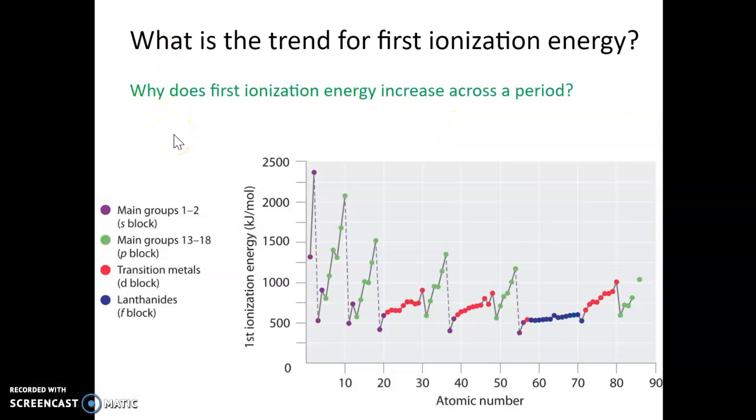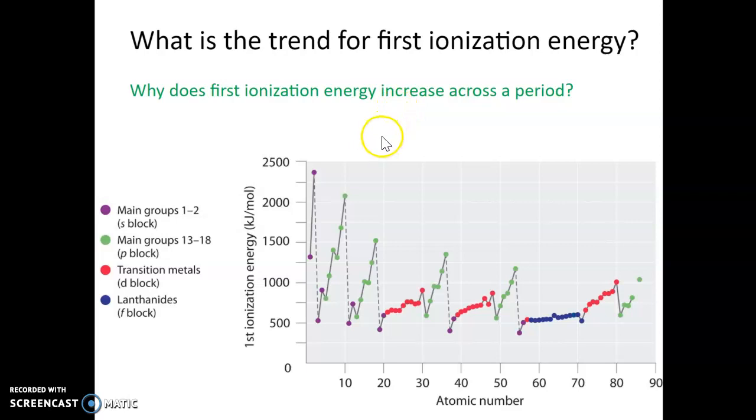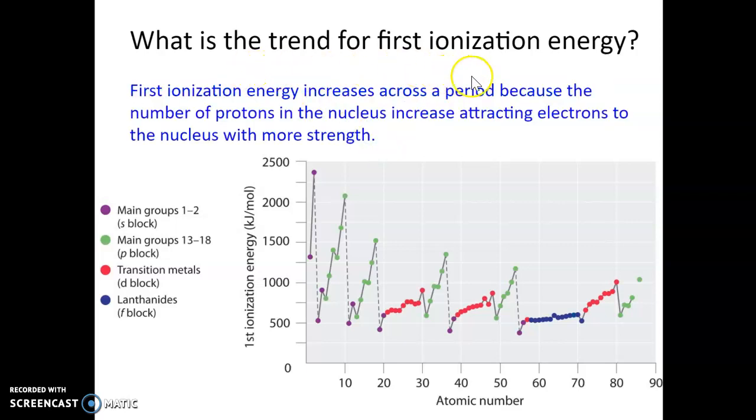Why is this trend a thing? So your magnet, as you go across the period, is getting stronger and stronger. If your magnet's getting stronger, it's harder to take away that electron. That's all, right? First, ionization energy increases across a period because the number of protons in the nucleus increases, attracting the electrons to the nucleus with more strength.